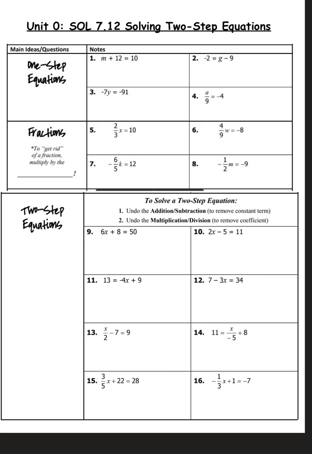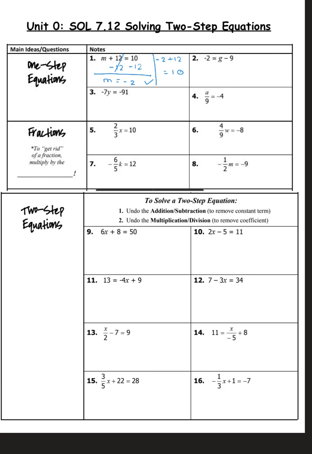So to start off looking at our one-step equations, we have m plus 12 equals 10. So we're just going to simply use the inverse operation to cancel out our 12. Positive 12 is negative 12. We have 10 minus 12, which gives us a negative 2. We can check our answer by simply plugging in that negative 2 for m, and we get that it is equal to 10. So negative 2 is our answer.